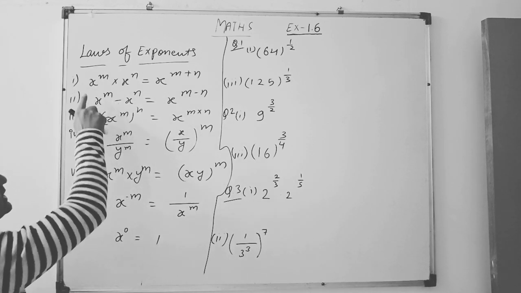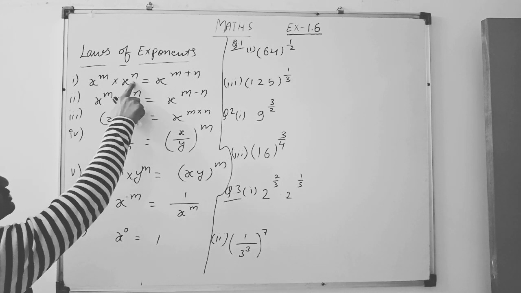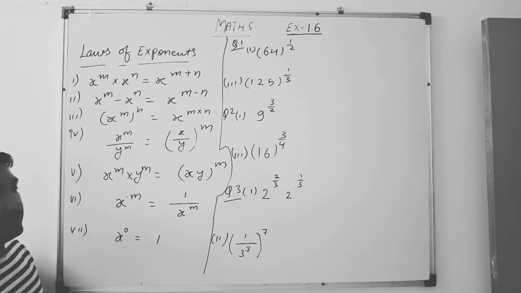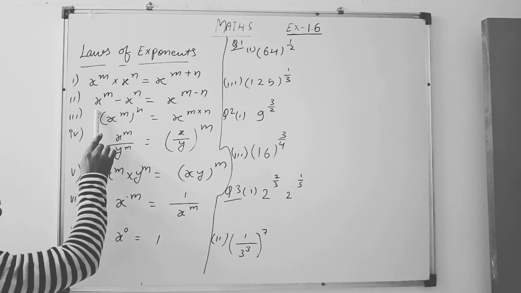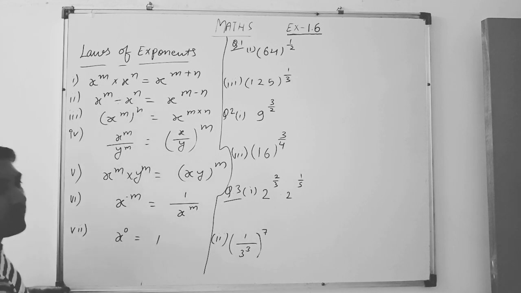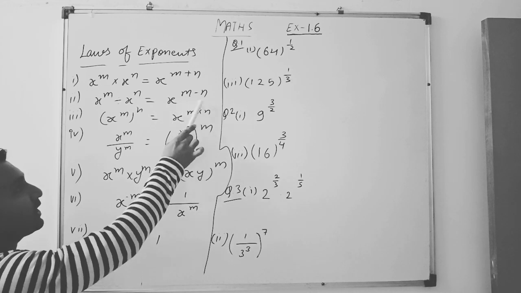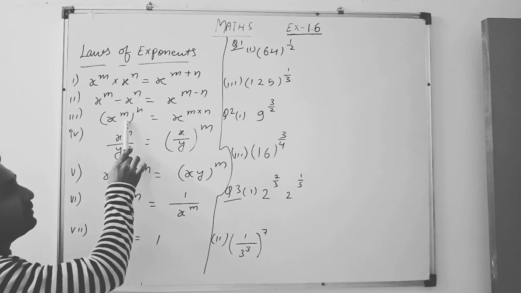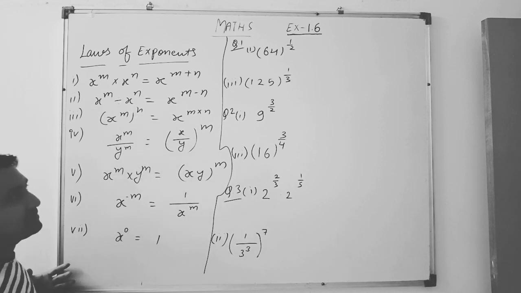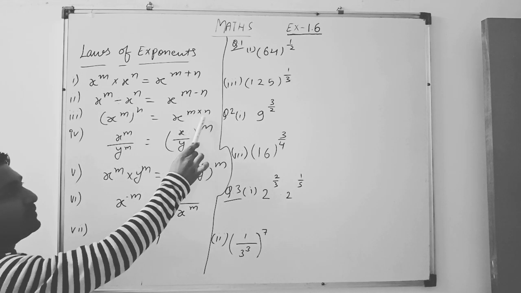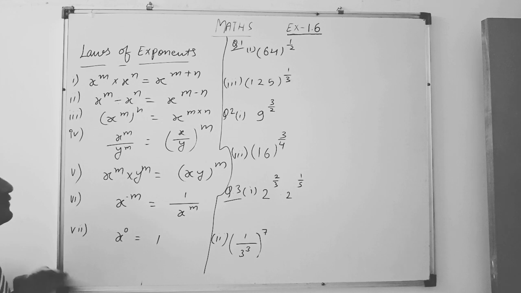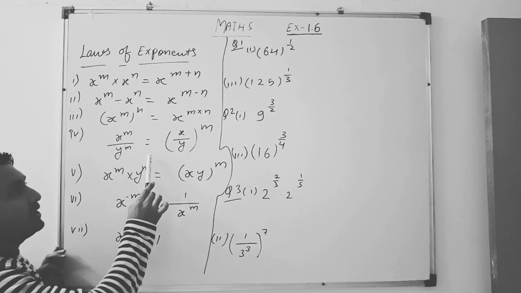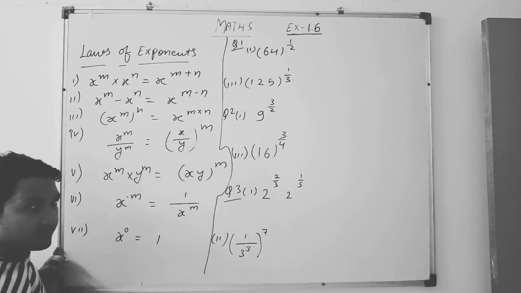The first law is x to the power m into x to the power n is equal to x to the power m plus n. The second law is x to the power m divided by x to the power n is equal to x to the power m minus n. The third law is x to the power m to the whole power n is equal to x to the power m into n. The fourth law is x to the power m upon y to the power m is equal to x upon y to the power m.